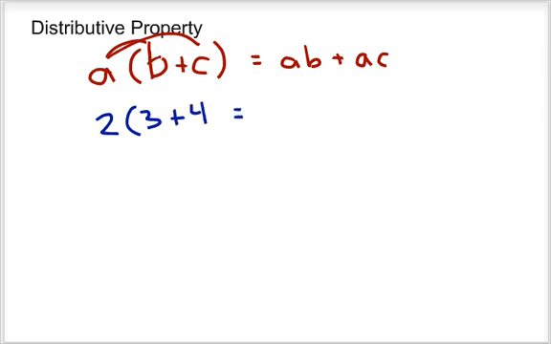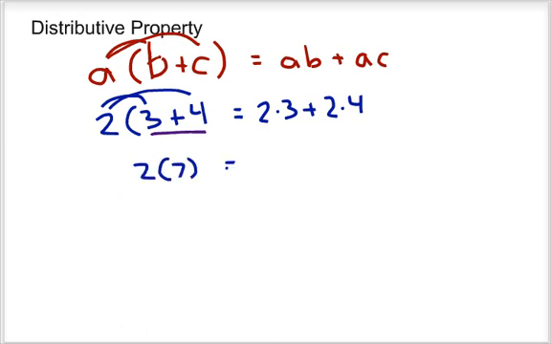Okay. And then I'm going to do the same thing over here, but I'm going to use the distributive property. So I'm going to do 2 times 3 plus 2 times 4. Now, on the left-hand side here, I've got 3 plus 4 in the parentheses. That means I need to do them first. So what is 3 plus 4? Well, it's just 7, so we're going to get 2 times 7 on this side.